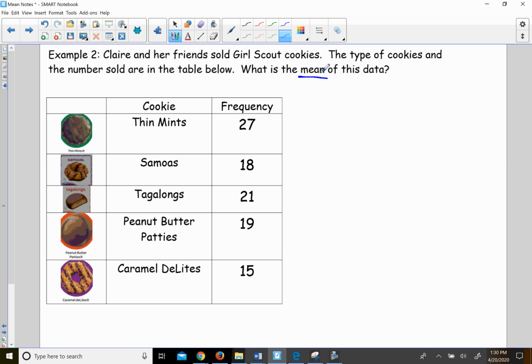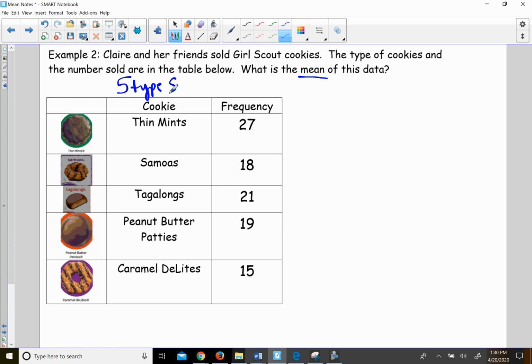First of all, what kind of cookies do they sell? Thin Mints, definitely my favorite, Samoas, Tagalongs, peanut butter patties, and caramel delight. So 1, 2, 3, 4, 5. There's 5 different types of cookies. So I'm going to make a note of that. There's 5 types of cookies.